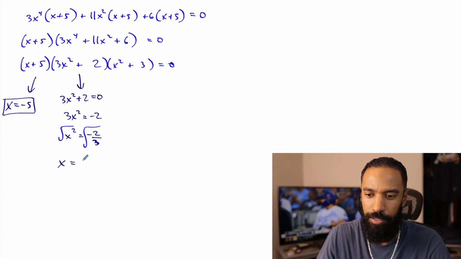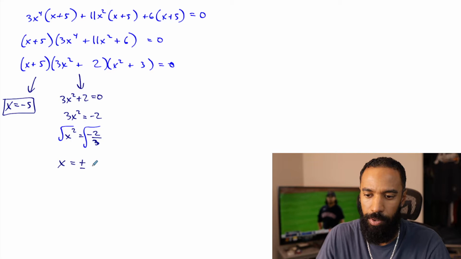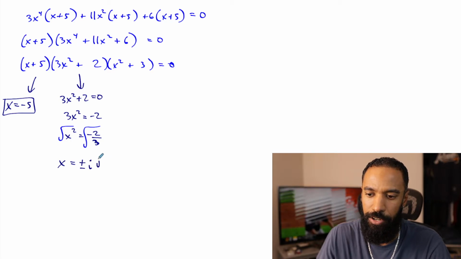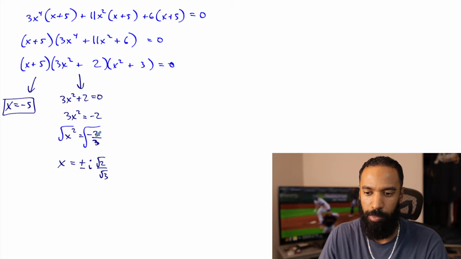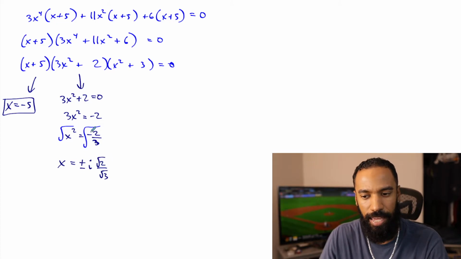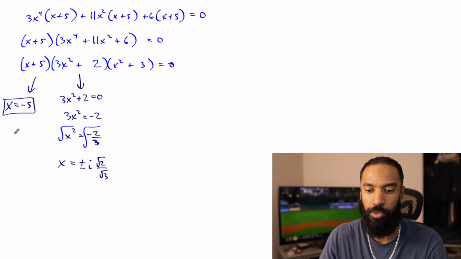With the negative here, there's going to be plus or minus to start with. There is an i, and here's that root 2 over root 3. Now you might wonder where the negative went. Well, there's the plus or minus, but the negative has to do with the i. It's not a negative number. It's an imaginary number. It's negative inside the square root.